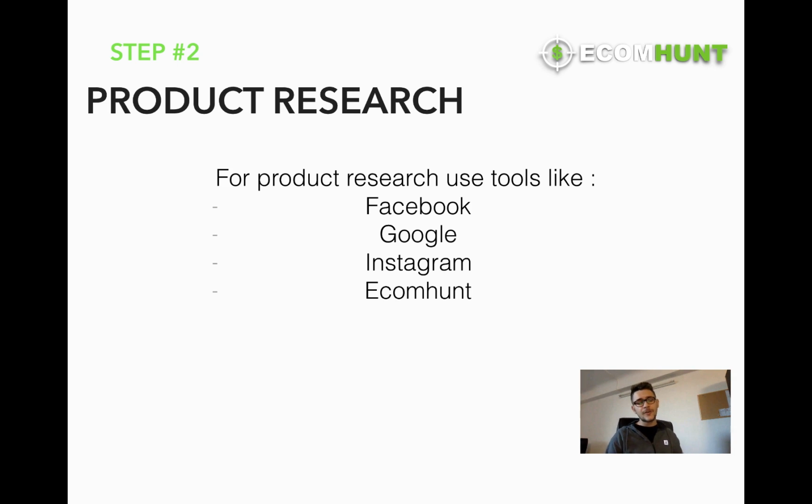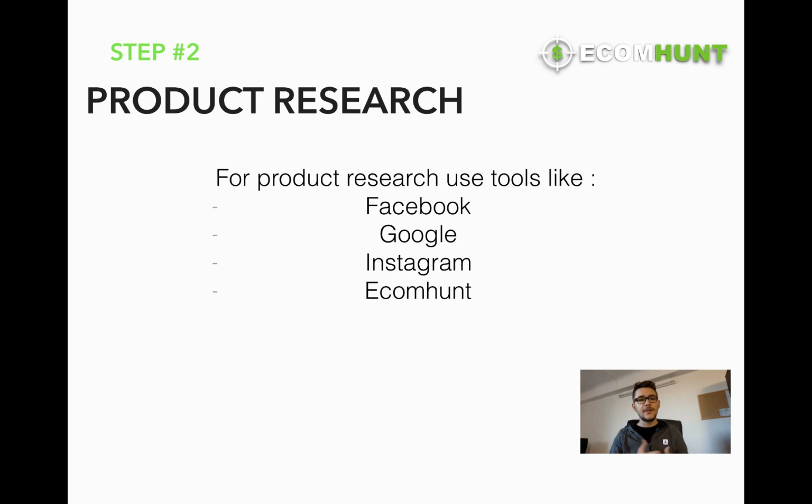After you made the store, you designed it, after you bought a domain, you installed all of these apps that I recommended, the only thing left to do is to populate it with products, of course. So the next step is product research. This step means that you will have to search for a product to sell on your store. You will have to test if that product is good or not.